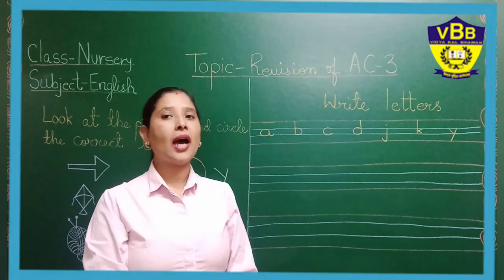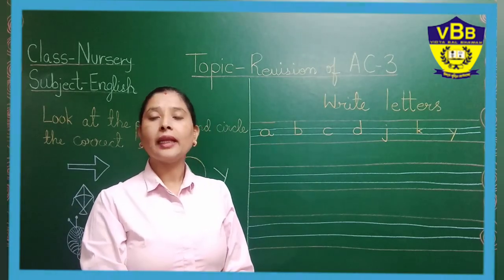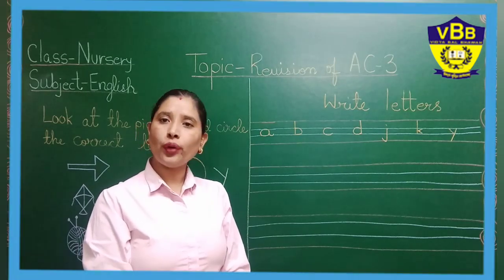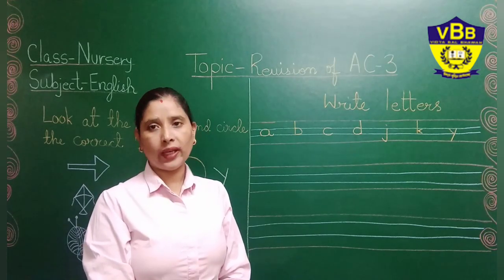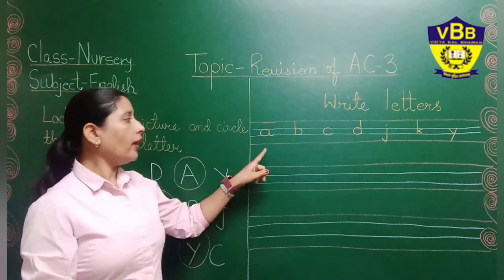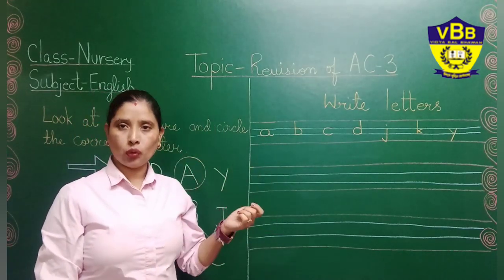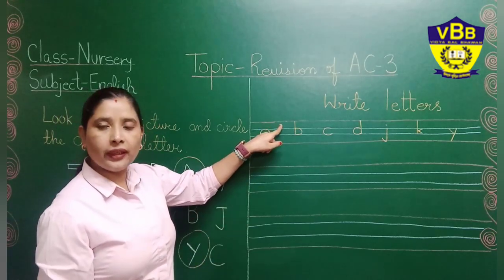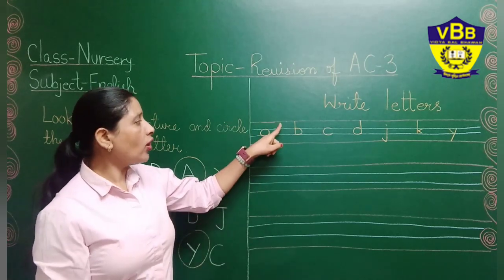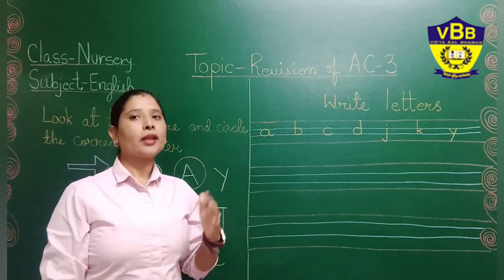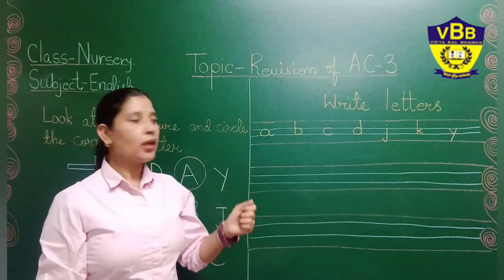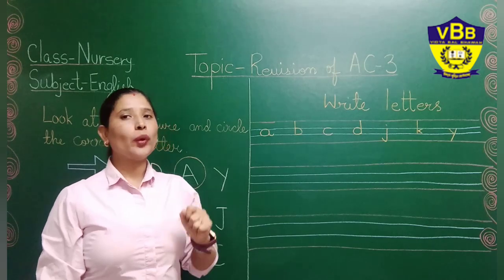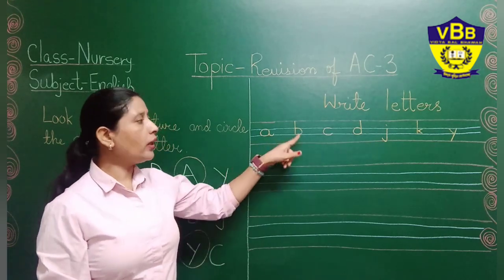In my last video, I told you how to write capital letters in the 4 lines. Today we are going to learn how to write small letters in the 4 lines. As you all know, there are 4 lines in our English notebook. To write the capital letter, we use the first red color line, and we generally use the first 3 lines, but there are few letters in which we have to use the last line too.